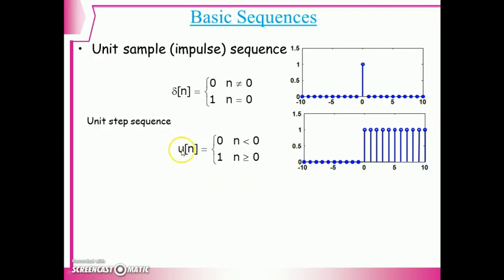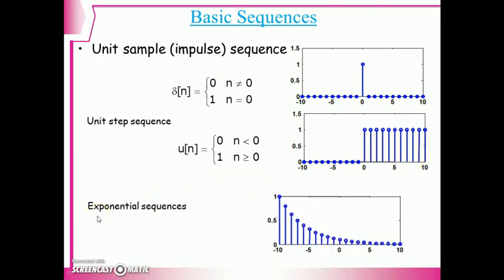Again, u stands for unit step sequence, and this notation is followed throughout the course. So always u means unit step. So u of n is 0 for all values of n less than 0, that is for minus 1, minus 2, minus 3, etc. And u of n is 1 for all values of n more than or equal to 0. That refers to this side, n more than or equal to 0.